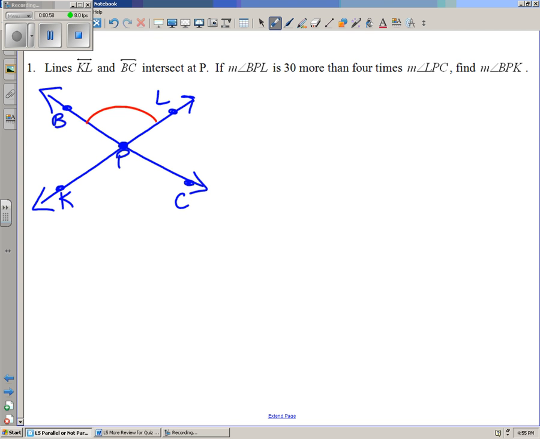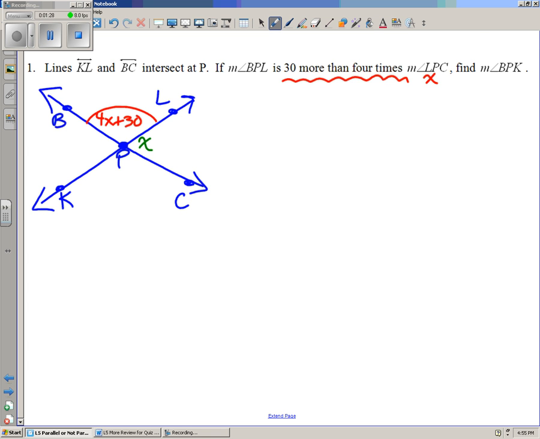we want to find the measure of angle BPK. So the first thing we need to do is translate 30 more than 4 times something. And if we call the something x, to translate 30 more than 4 times x, we can write 4x plus 30. Notice that the measure of angle LPC comes at the end of that sentence, and that is x. So I'm going to put that in on the angle LPC.